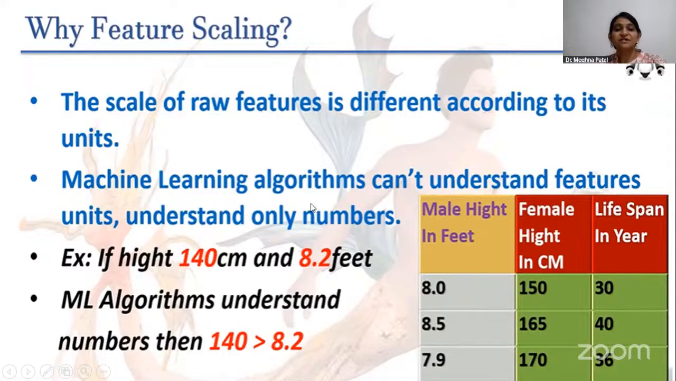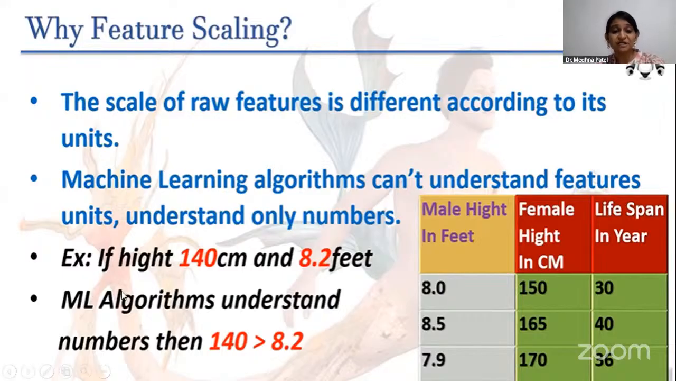Now, a machine learning algorithm can't understand feature units, it understands only numbers. When we give this data, it only understands the numbers. It can't understand which unit is given. Now, if height is 140 centimeters and 8.2 feet, check whether 140 centimeters is higher or 8.2 feet is higher. Normally, applying our knowledge, 8.2 feet is higher compared to 140 centimeters.